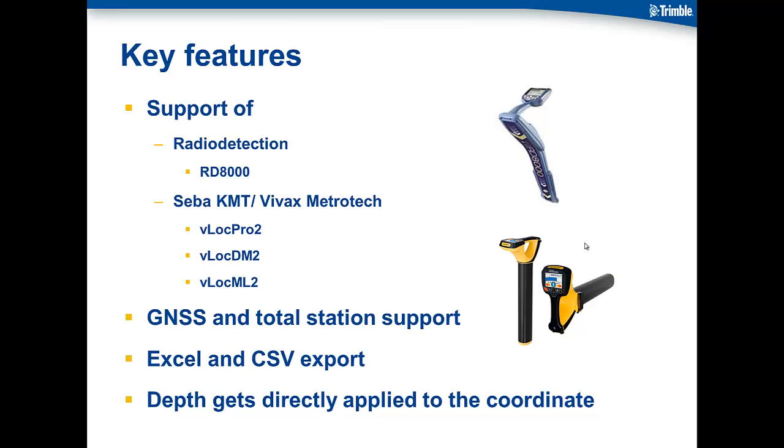From a device point of view, SH Locator supports hardware by Radiodetection, so the RD8000 series, as well as hardware by Zebra KMT or Vivax-Metrotech. Here, the supported devices are the vLoc3-Pro, vLoc3-DM, and vLoc3-ML2. As this is a Trimble Access application, it also supports all Trimble receivers and total stations that are also supported by Trimble Access. Additionally to the application, SH also developed two style sheets that export the data in question to either a nicely formatted Excel sheet or a basic CSV file.